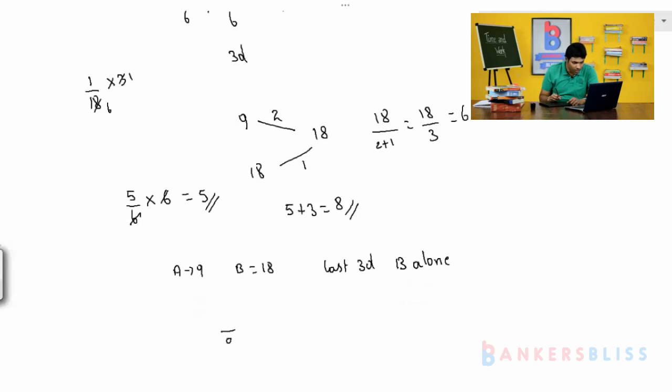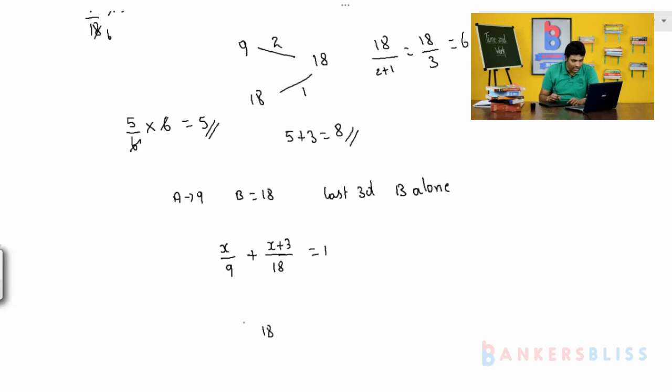So per day 1 by 9 for A, and for B 1 by 18. They work together for x days, and B again worked for 3 extra days, that is the last 3 days. At the end of the day they have to finish the work, that is plus 1. So take the LCM, 18. 9 2s are 18, so 2x plus x plus 3 is equal to 1, that is 18. Therefore 3x plus 3 is equal to 18. Next 3x is equal to 15. Therefore x is equal to 5.